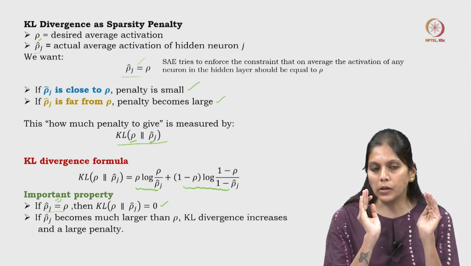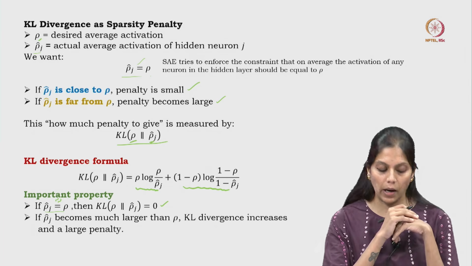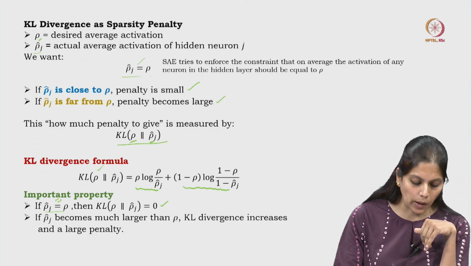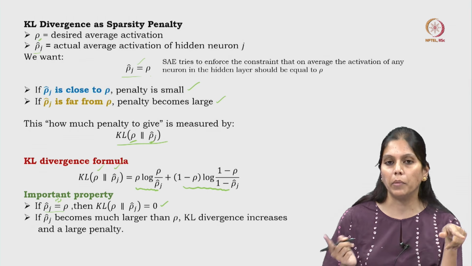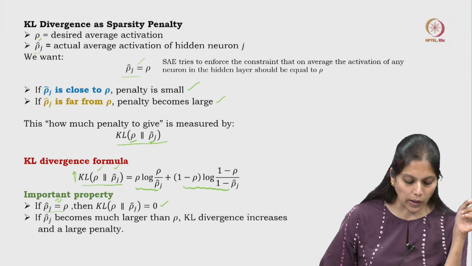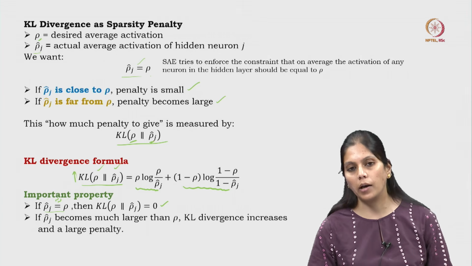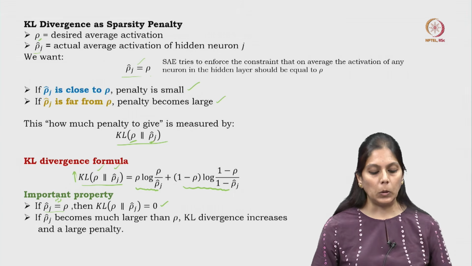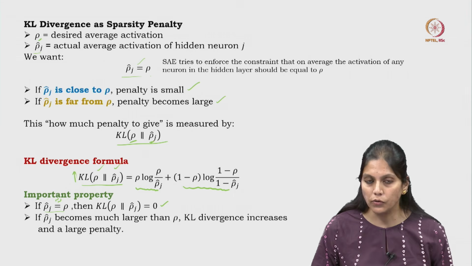So either there is a small penalty or there is a 0 penalty. When this value and this value are very far from each other, then definitely this value increases. When this value increases, there is a large penalty that is given. I have still not explained this formula.